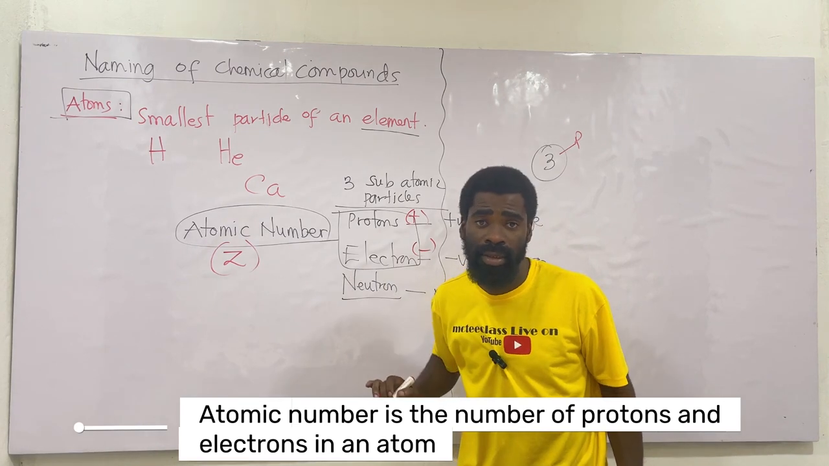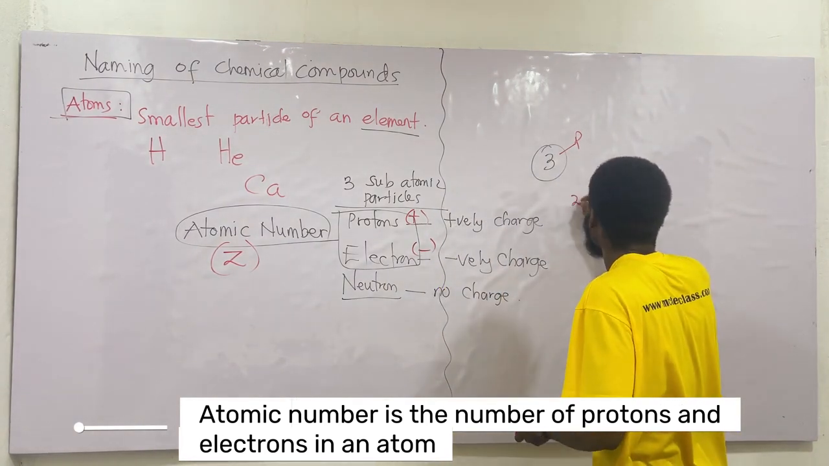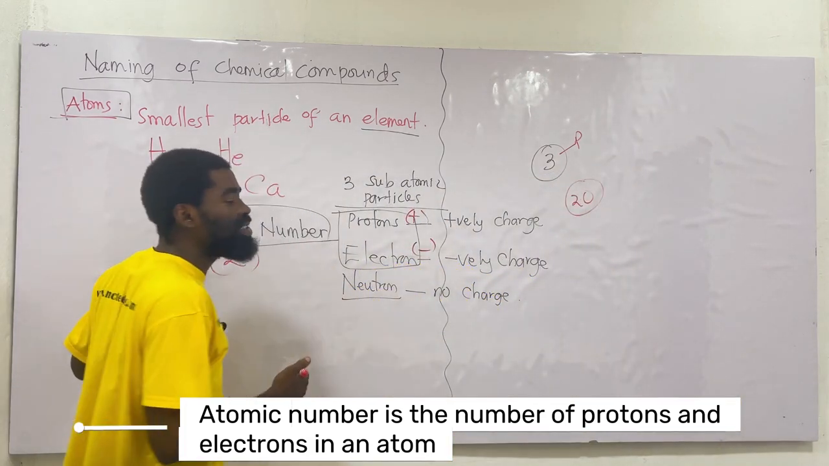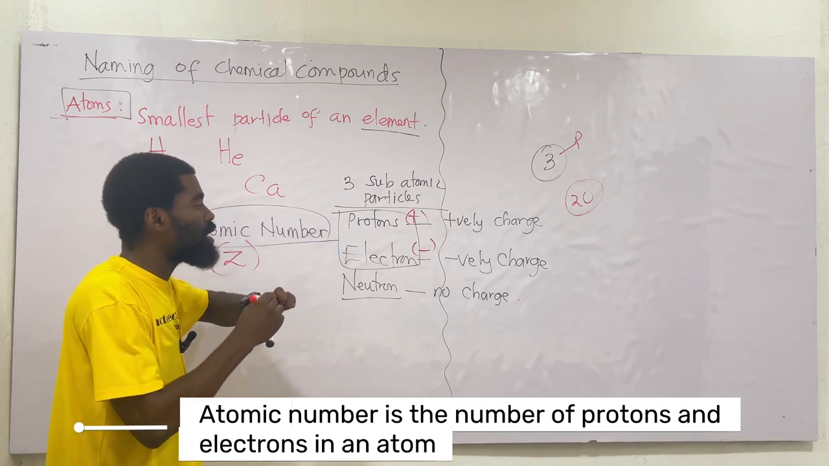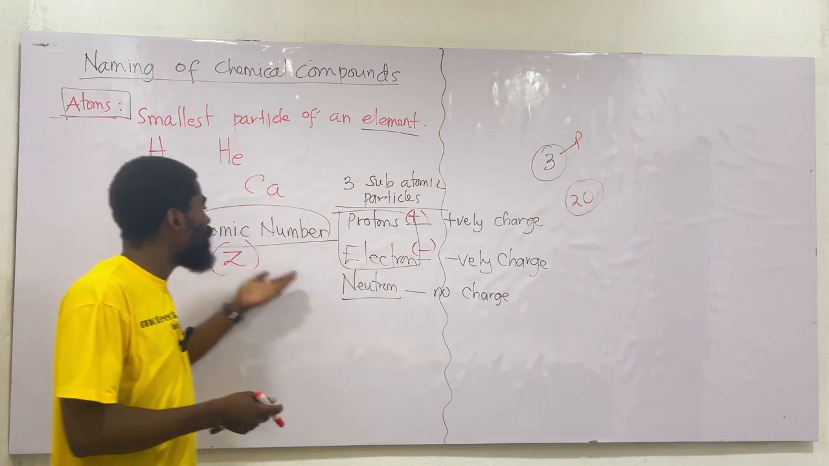You know what I'm saying here? I will need this, so you need to listen to understand. If my number of protons is 20, then my atomic number is 20. So what's atomic number? It's basically the number of protons and electrons in an atom. The number of protons and electrons you have gives you atomic number.